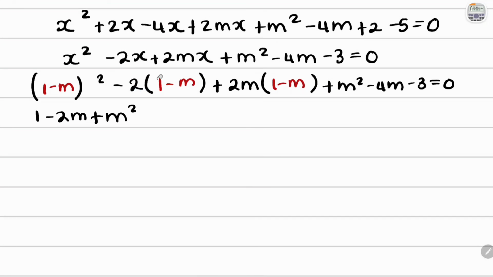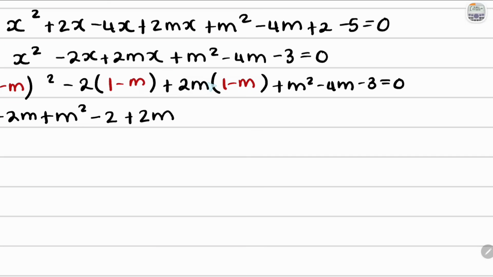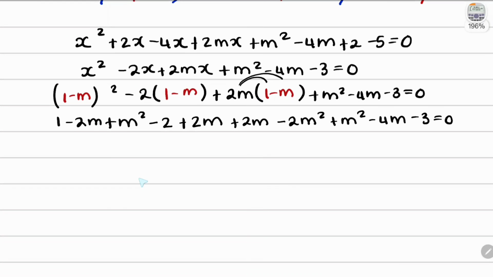Okay. Then distribute here. That is negative 2 distributes. It's positive 2m. Keep going. We're going to distribute here. That's positive 2m again. And that's going to give you negative 2m squared plus m squared minus 4m minus 3 equals 0.